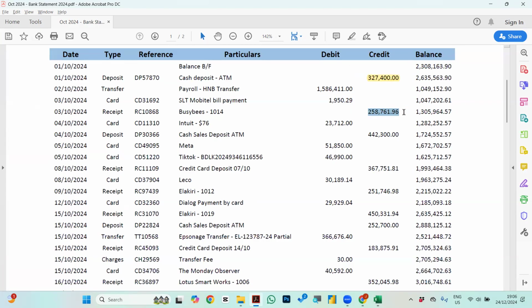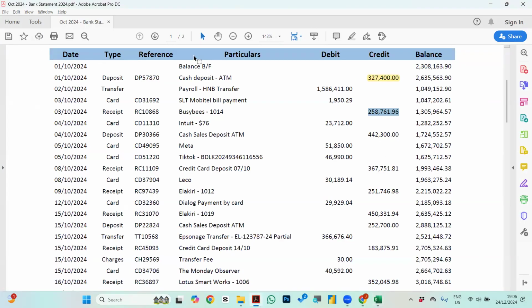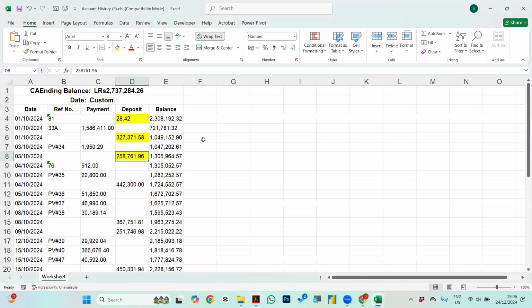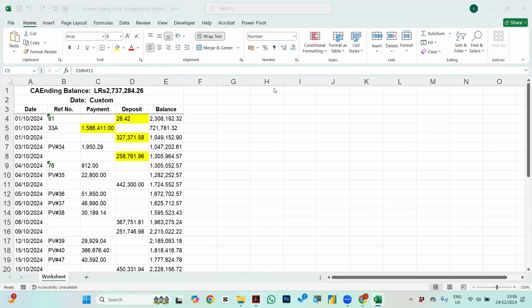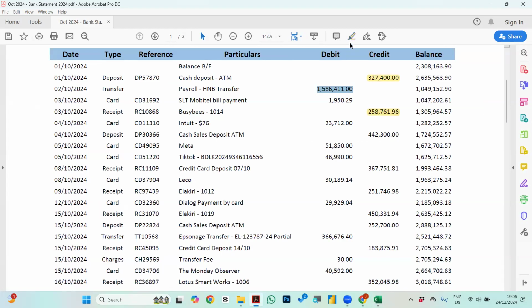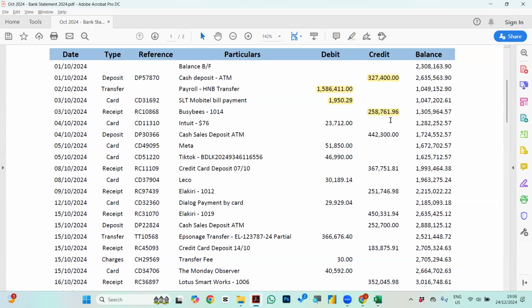And then we are comparing with ours. So here, 258,761. We have the same here, so I'm going to say this is correct. This is available. I'm going to highlight this also. All right, so I've got 1.5 million 411. Yeah, it's matching. I'm highlighting here also. Next, I'm going to check 1950. We have 1950.29. Highlighting it. It's there already.